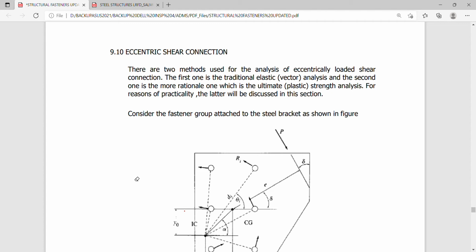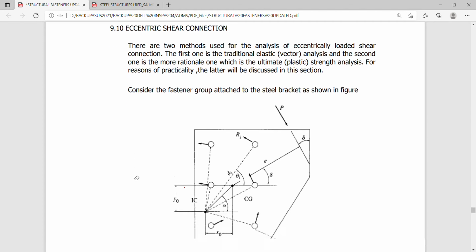In eccentric shear connections, there are two methods used for the analysis. The first one is the traditional elastic analysis, which is also known as the vector analysis, while the second one is the more rational one, which is an ultimate strength analysis, or what you call the plastic analysis. And for reasons of practicality, the latter will be discussed in this section.